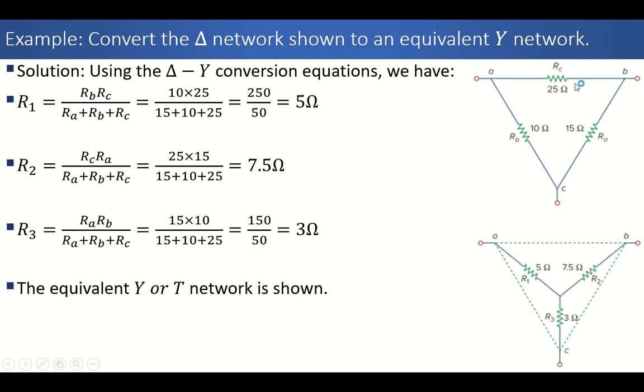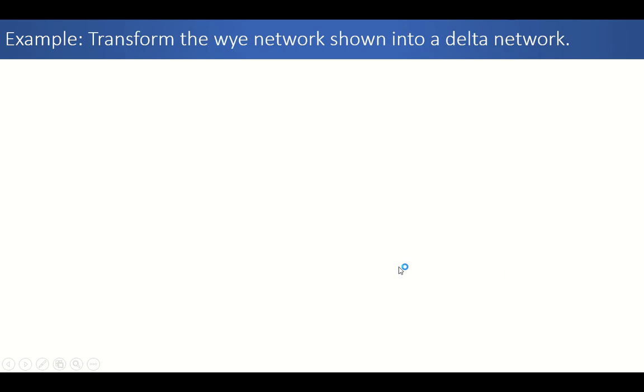So now we can convert this network into the equivalent network. Remember that the points must be coincident on each other. So here we have the ABC delta network. We have to connect resistance R1 with terminal A, resistance R2 with terminal B, and resistance R3 with terminal C. The value of R1 is 5 ohm, the value of R2 is 7.5, and the value of R3 is 3 ohms. So now we have the required Y network.